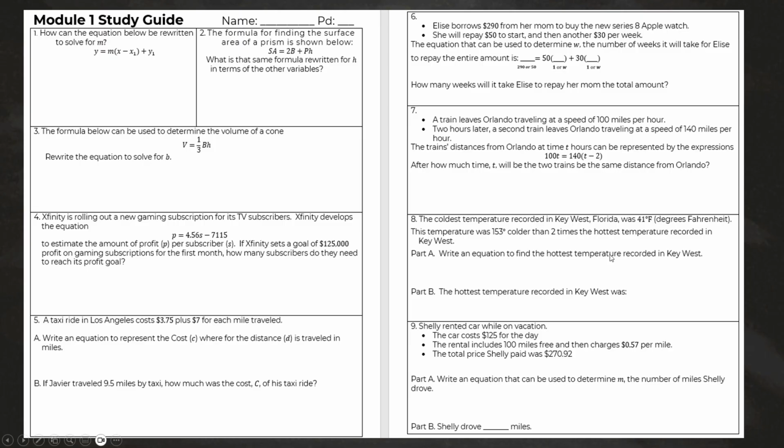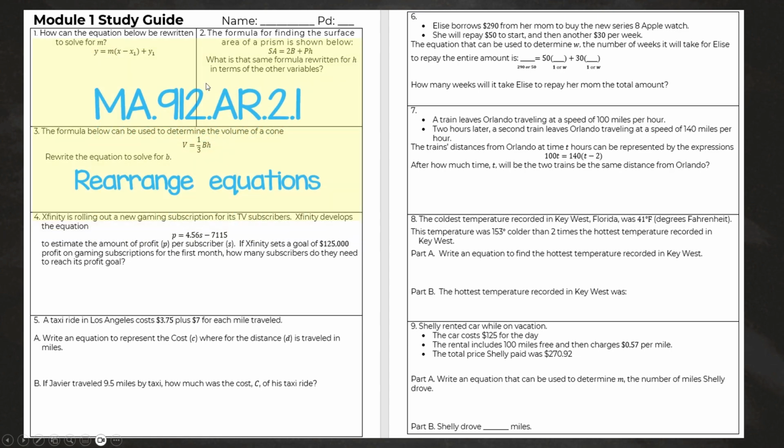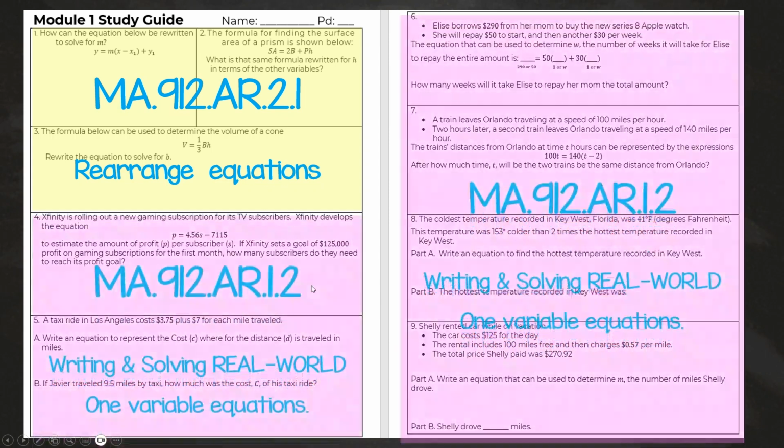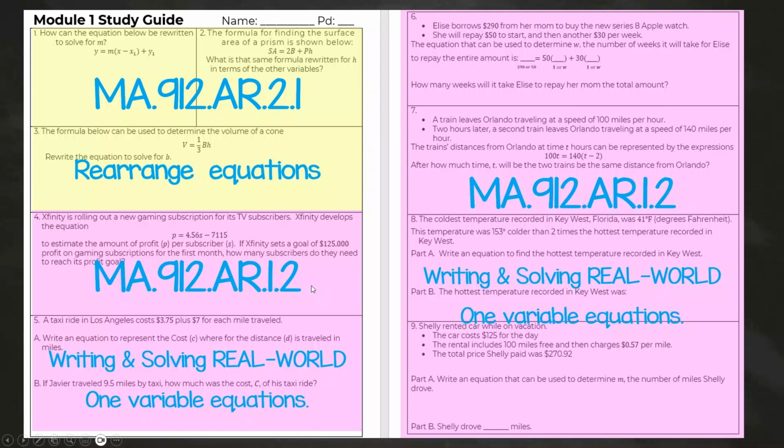All right, this is what our study guide looked like. These first three questions in the study guide, or in the review, relate to the rearranging equations benchmark. And then the other six are writing and solving real-world one-variable equations.